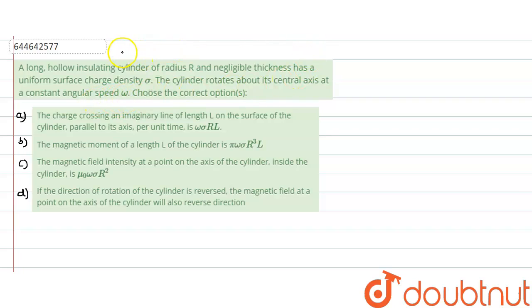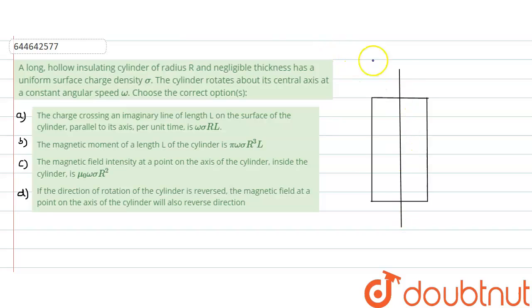If we draw our situation, let's say this is one side and this is the other side. These are the ends, and it is revolving about the central axis at angular velocity omega. Now what will happen? The charge crossing an imaginary line of length L on the surface of the cylinder, parallel to its axis, per unit time is given as omega sigma R into L. This is the value which they are saying.